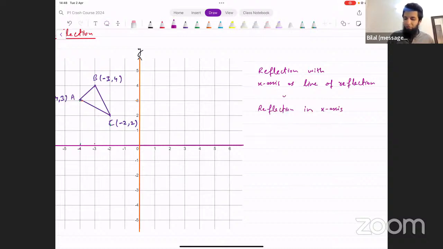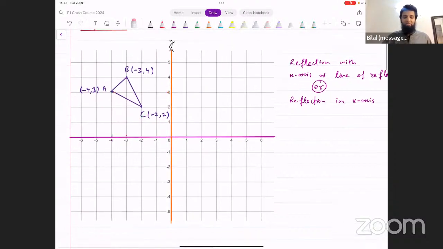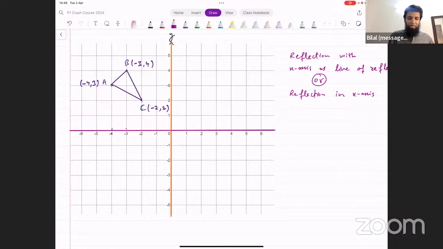Now, how would we do this transformation on this figure? Reflection in x-axis. Now, all that happens is you look at the distance of each point from the x-axis. Remember, when we talk about the distance of a point from a line, we always talk about perpendicular distance. So if you have to reflect A, for instance, you would look at the distance of A from this x-axis.